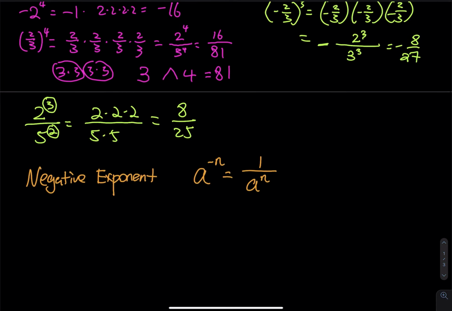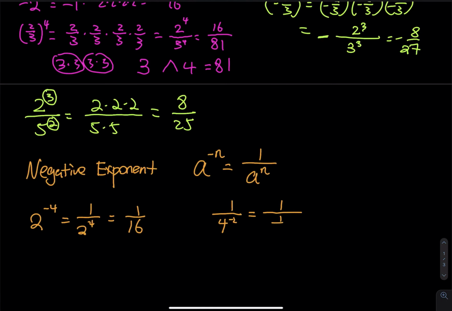So let's say you have 2 to the -4. So you have 1 divided by 2 to the 4. 2 to the 4 is 16, right? So 1 over 16. And then what if you have 1 divided by 4 to the -2? That will be a complex fraction. In the denominator, you have to build another fraction, so that will be 1 divided by 4 squared. 4 times 4 is 16, right? 1 divided by 1 over 16, so that will be the top multiplied by the reciprocal of the denominator. So at the end, you have 16.